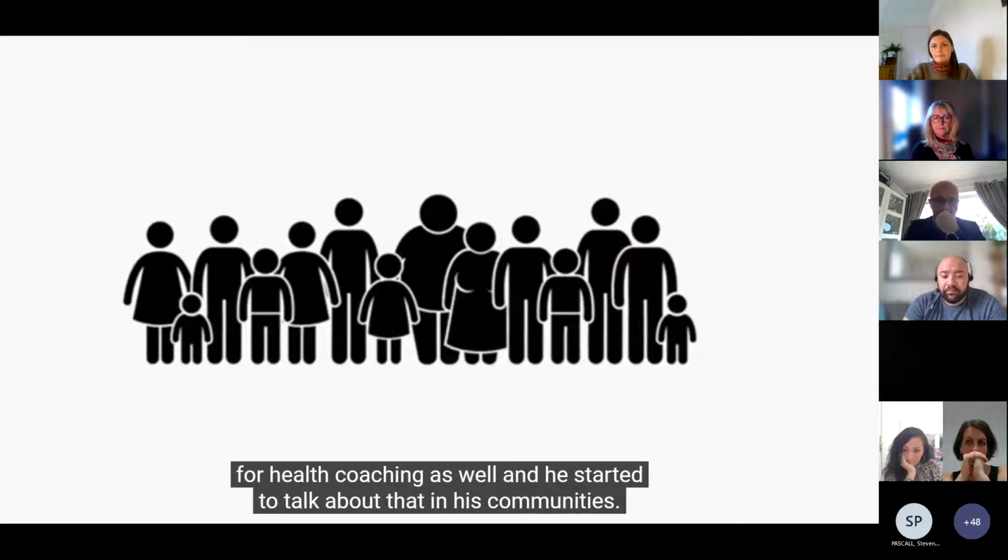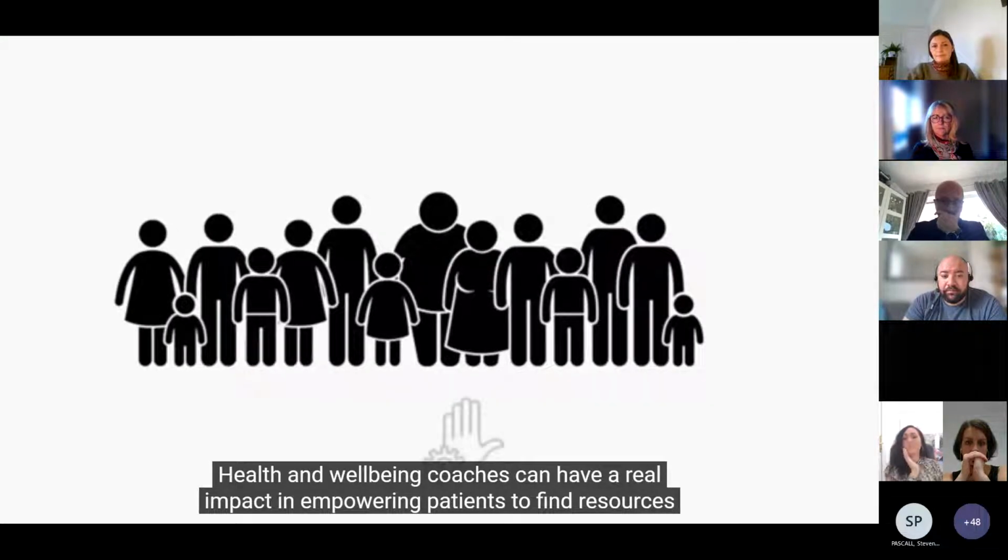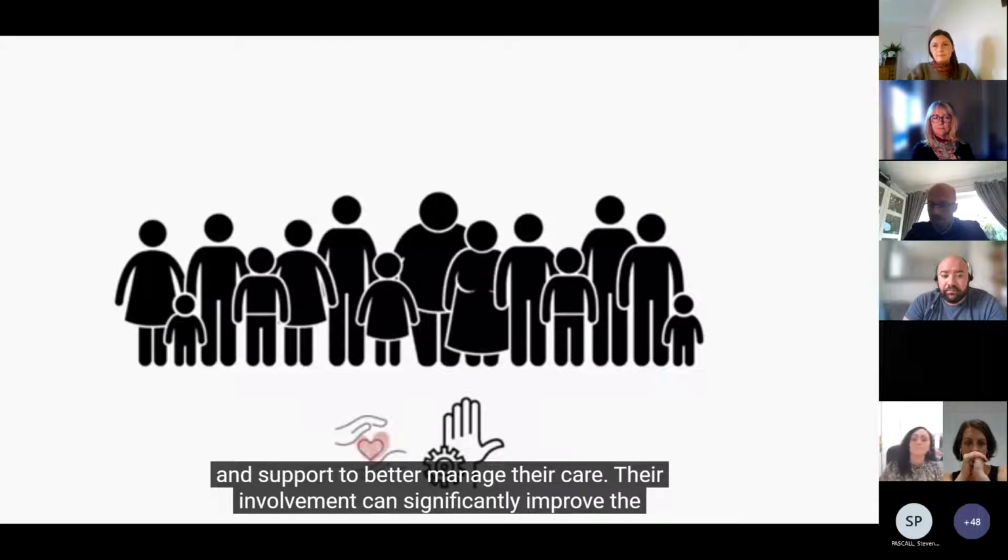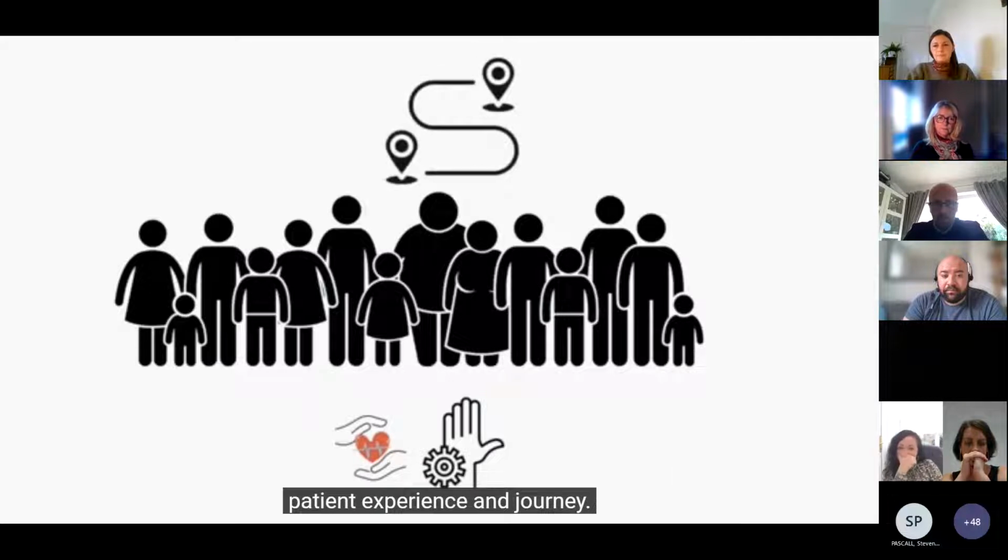Health and wellbeing coaches can have a real impact in empowering patients to find resources and support to better manage their care. Their involvement can significantly improve the patient experience and journey.